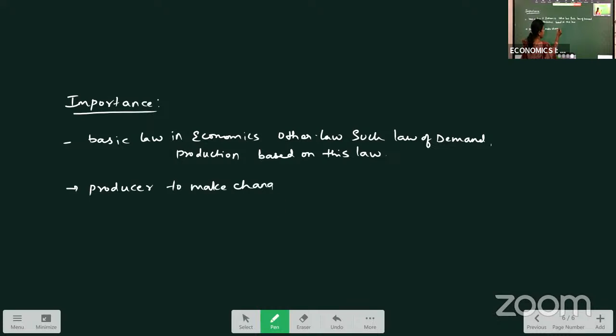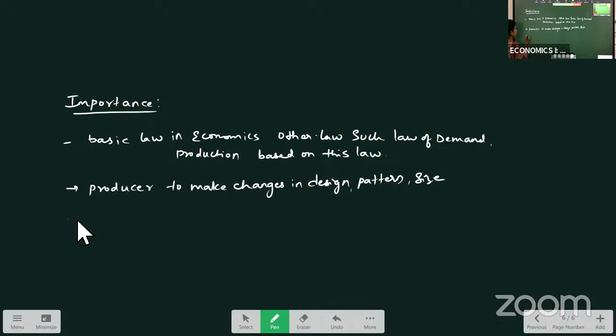changes in design, pattern, or size or something. If they want to make any changes, meaning if people stop buying the products, they can understand that when their sales are decreasing, people are getting diminishing utility from this, and they can make changes in their product. So for the producer also it will be useful over here.